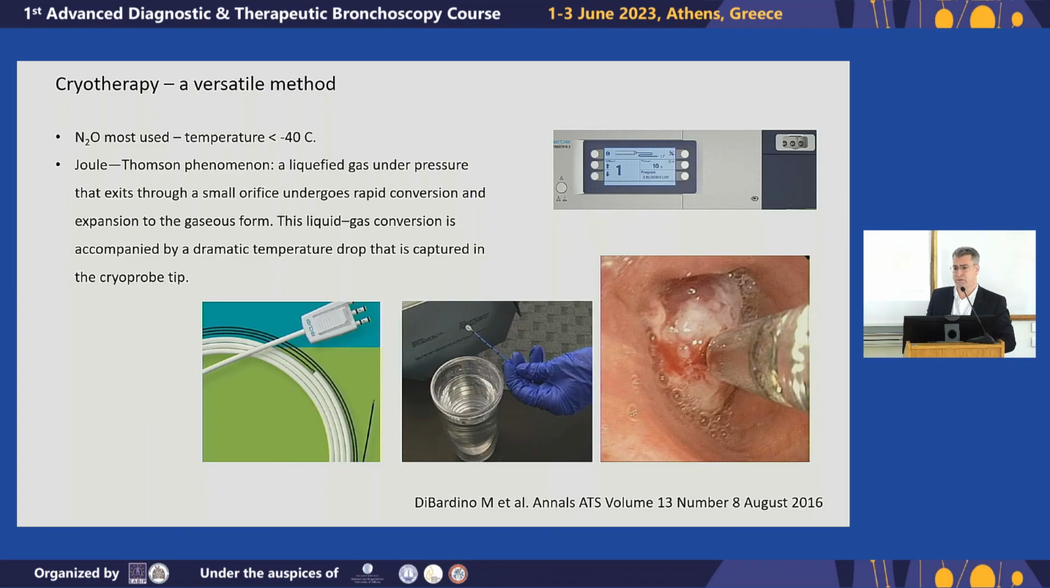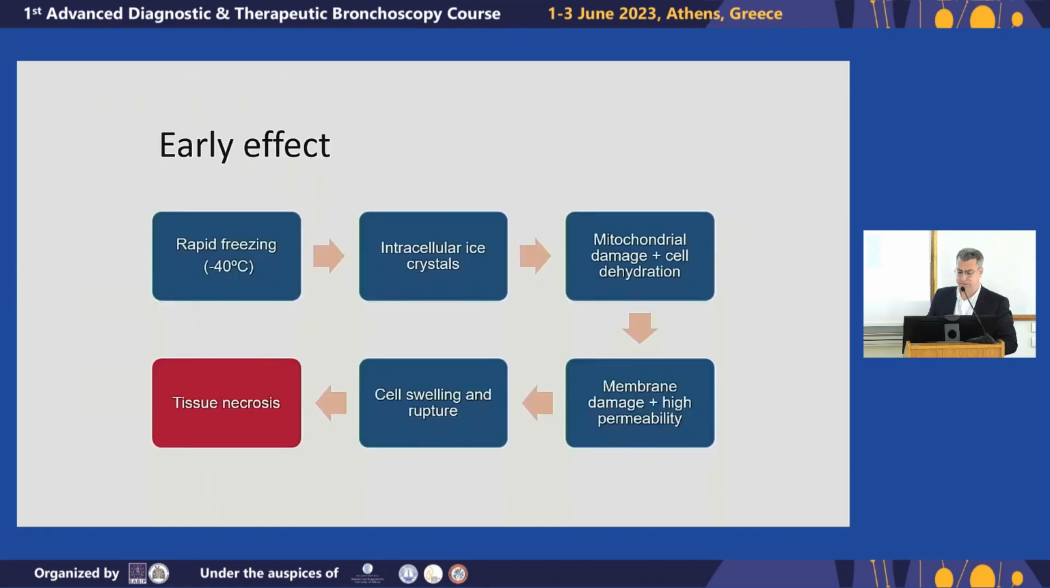And we use this on the tissue to have two different effects. The first is the early effect. When we rapidly freeze, we create intracellular ice crystals, which completely destroy the cells, cause the cells to swell, and we have tissue necrosis. So we take advantage of this.